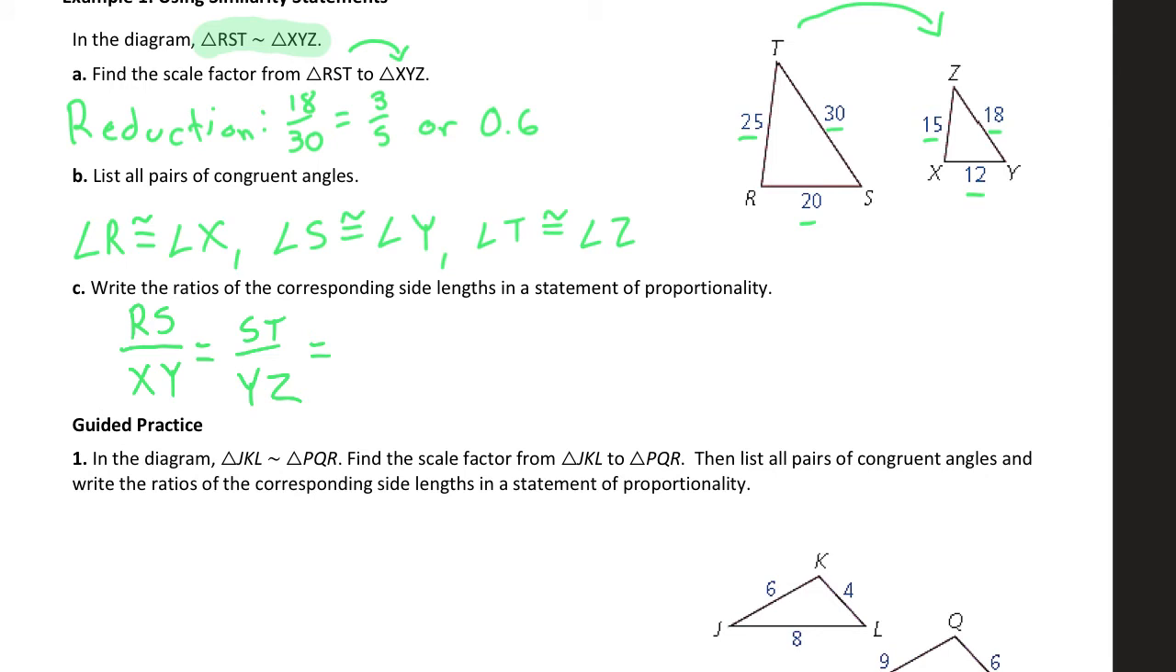So RS, XY, ST, YZ, and then finally RT and XZ. So corresponding sides written as a ratio. You notice all of the side lengths from RST are on the top, all of the side lengths from XYZ are on the bottom, because that ratio is the same. When I talked about scale factor, if we divided this way, all of these ratios are the same. They'd all come out to be the same decimal if we divided them.